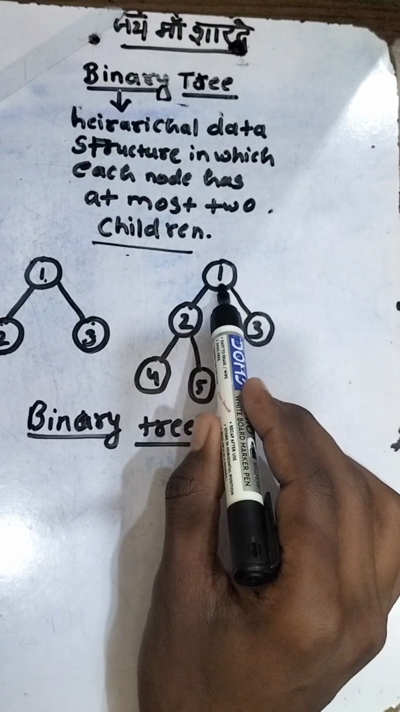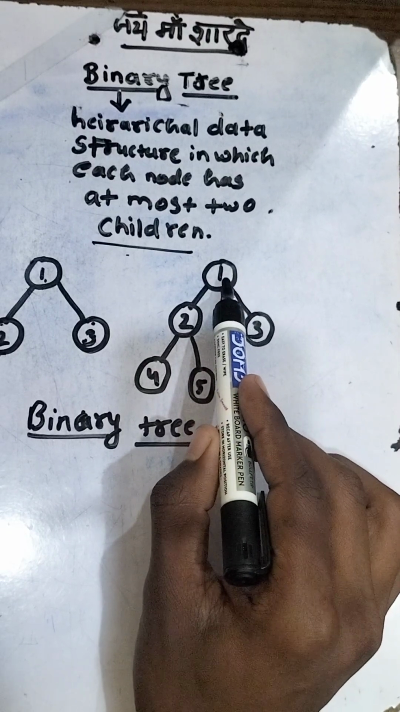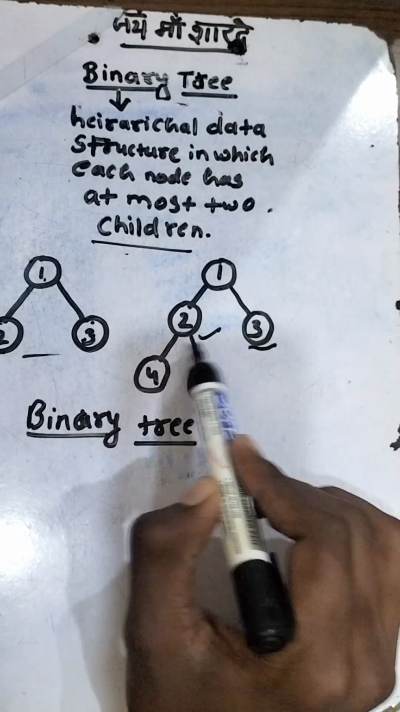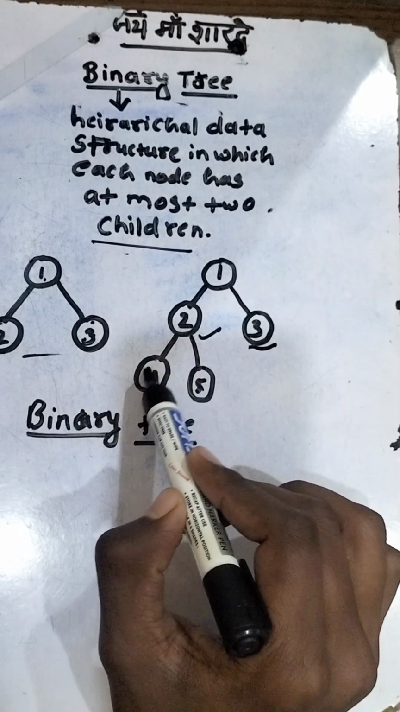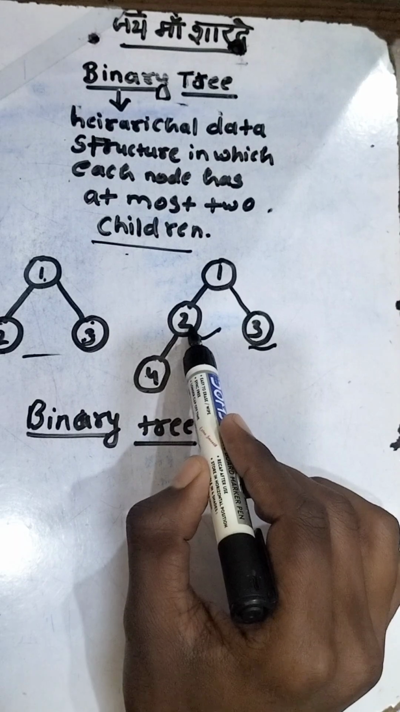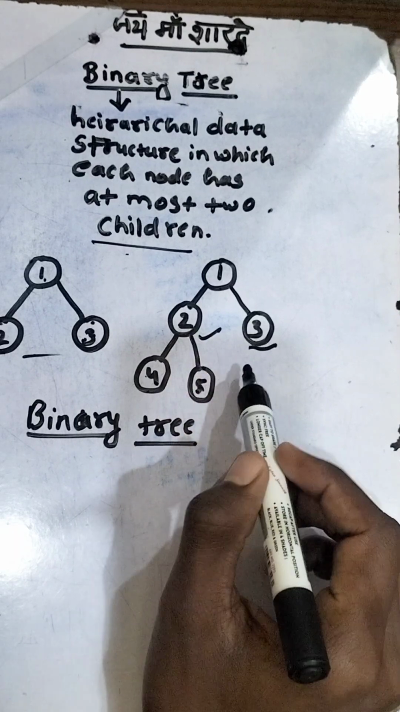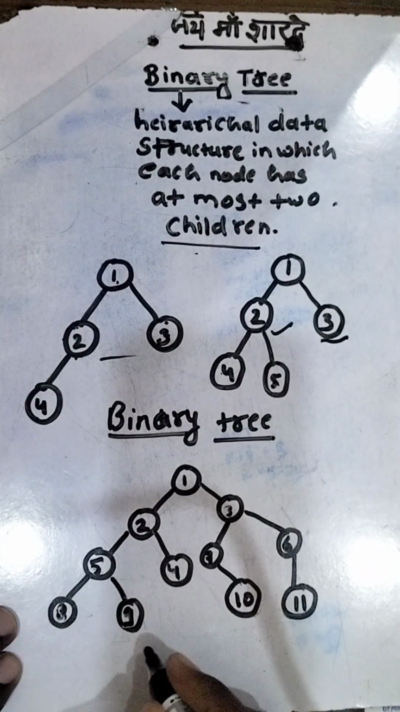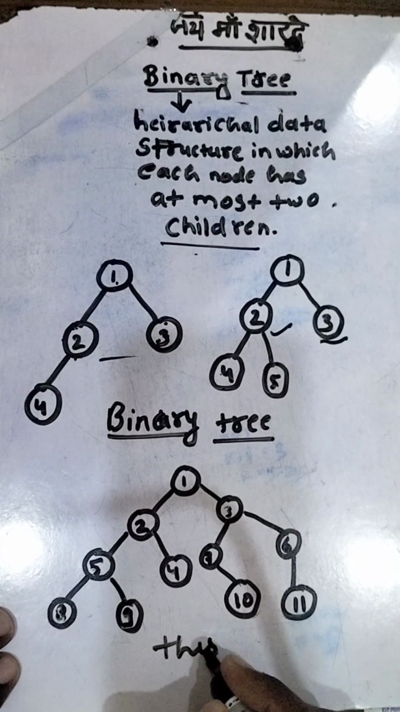And now we will see this example, in which the tree is the same till that point, but now there are two child nodes of the parent node, that is 2. So that's why it is also a binary tree. So now you can see this is also an example of a binary tree.